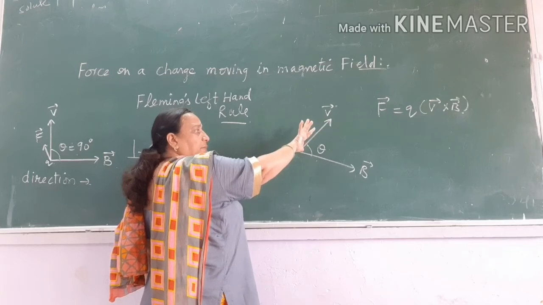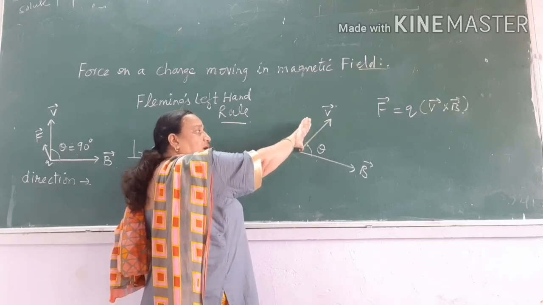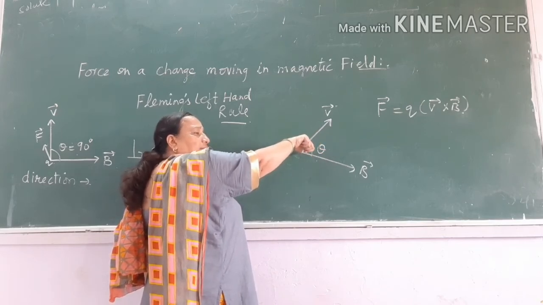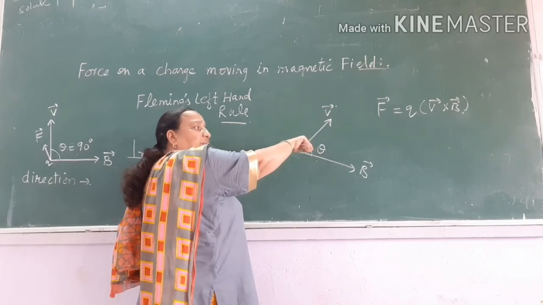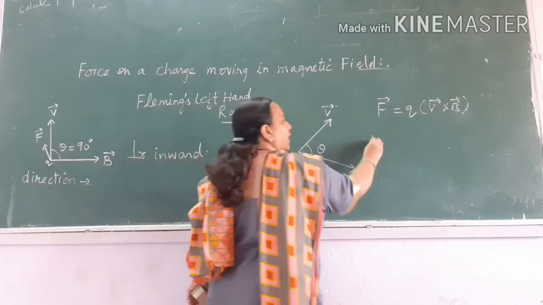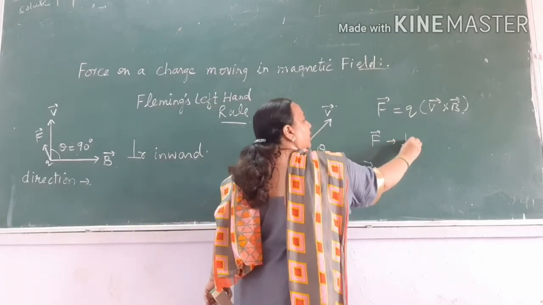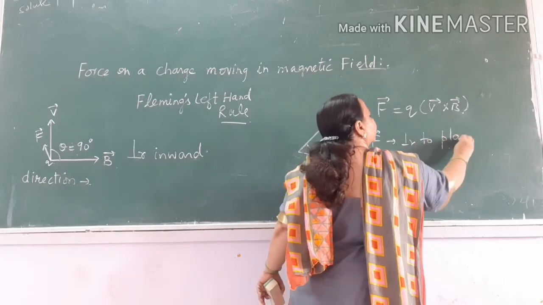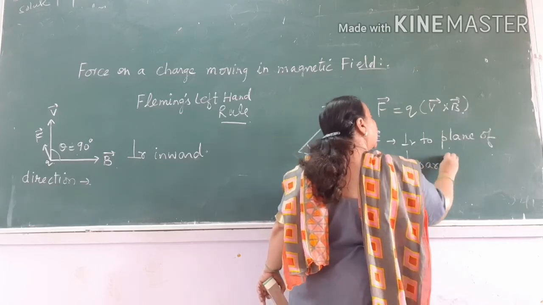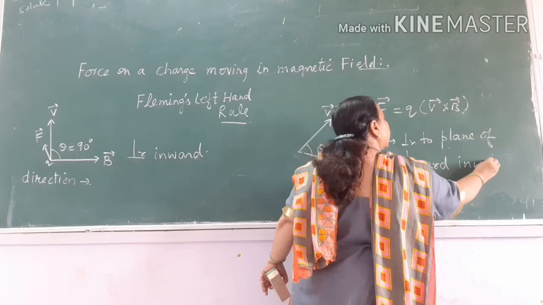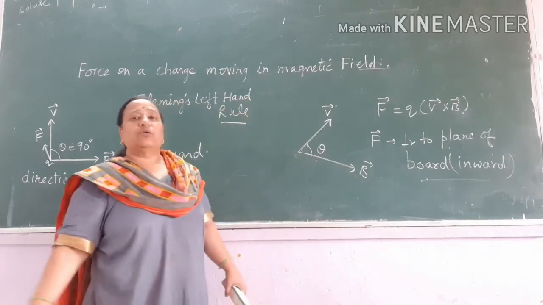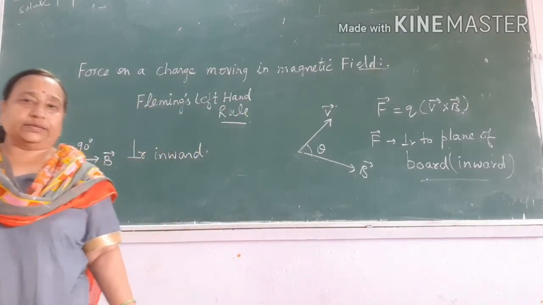So, when I put my thumb here and move the curl of my fingers from v to B vector, again you can find the thumb is indicating a direction perpendicular to the plane of the board. So, the direction of the force F is again perpendicular to the plane of the board, and it is in the inward direction. So, this is the rule by which we can find out the direction of the cross product.